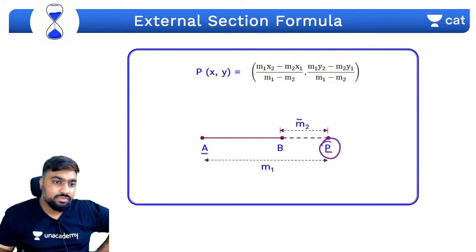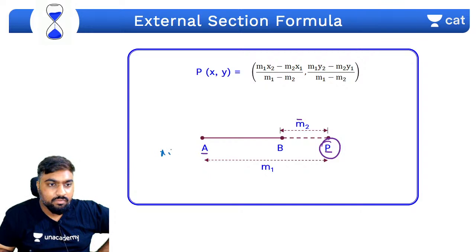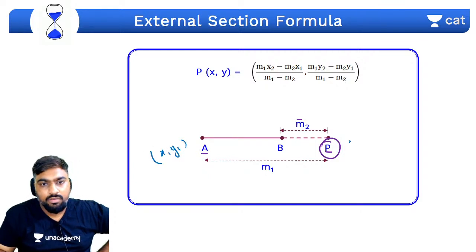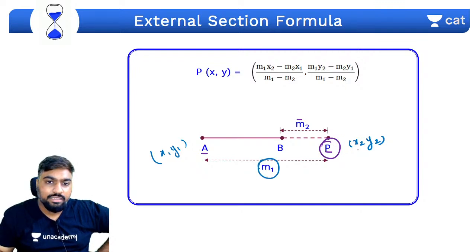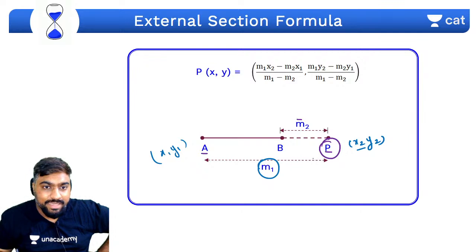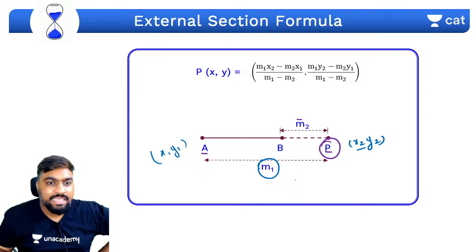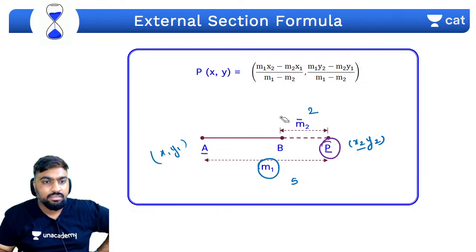m1 x2, same thing. यहाँ पे इसका coordinate होगा x1 y1. Here it will be x2 y2, right? So m1 x2. In this case, instead of adding, you subtract. Yes, instead of adding, you subtract. Why do you subtract? Because this m1 is inclusive of m2. If I say m1 is 5 parts and m2 is 2 parts, then AB होगा 3 parts. समझ रहे हो? 3 plus 2 is 5, है ना?